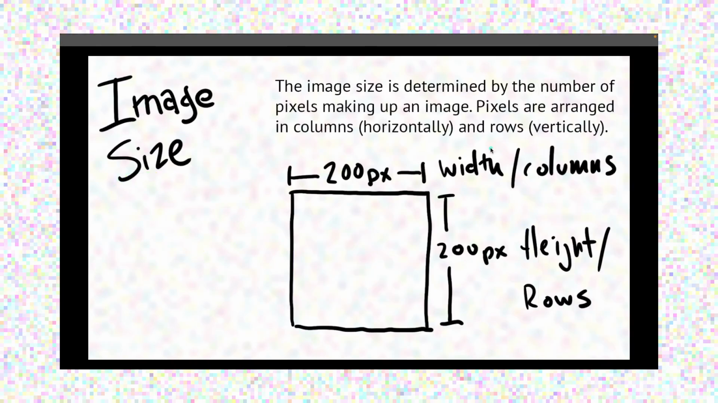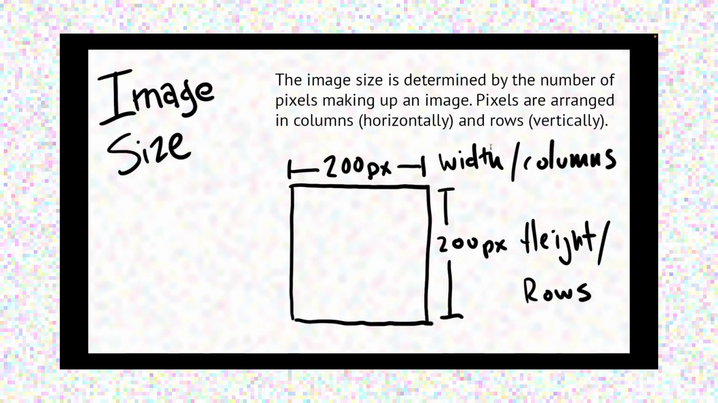So another factor that we're going to look at is the image size. And this is just the number of pixels that make up an image. And images on computers are always square. So we always have a certain number of pixels in the width or the horizontal dimension, or sometimes we call them columns. And then we have a number of pixels for the height or the rows or the vertical dimension.